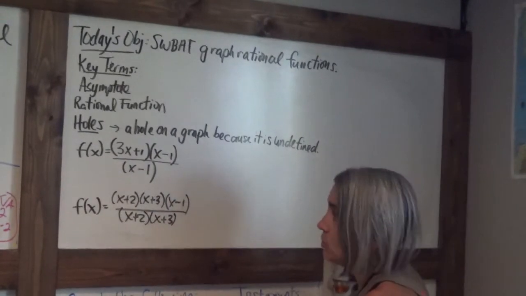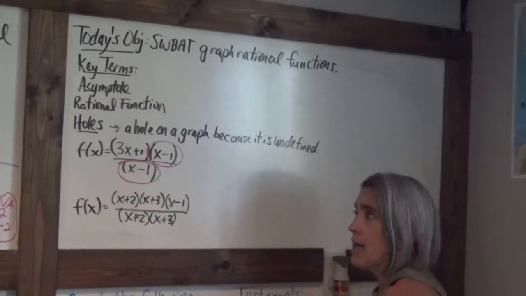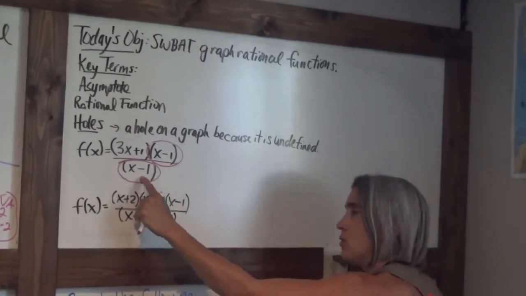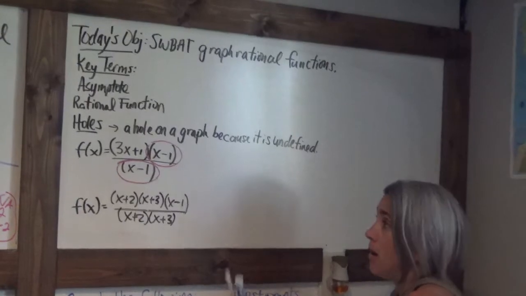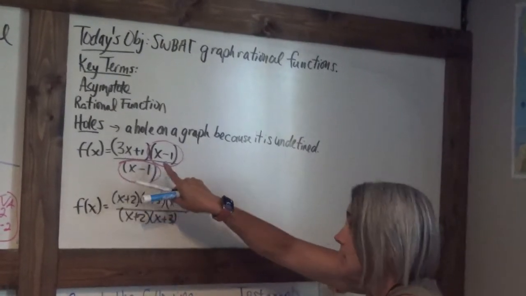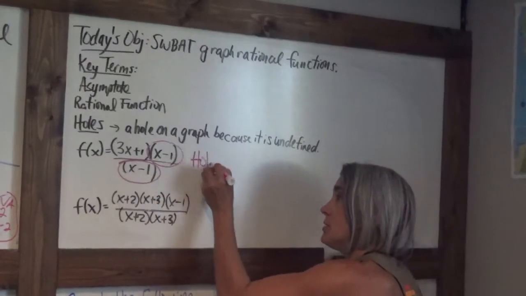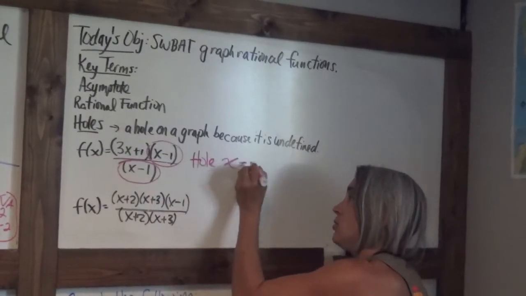Hopefully everybody's noticing that these two are identical. And it makes sense, because what happens if I make this a 1? It becomes a 0 down here. Same thing here. This is my hole. My hole specifically is at x equals 1.